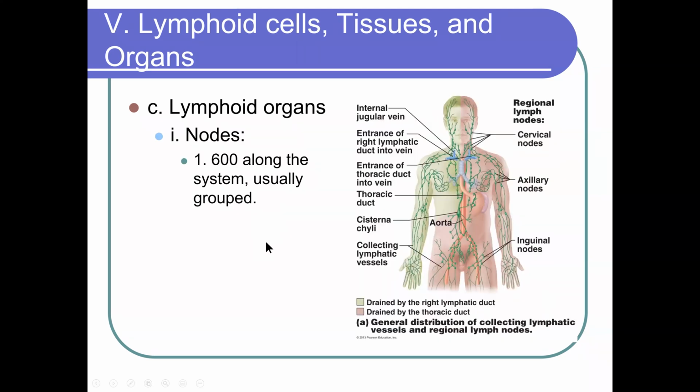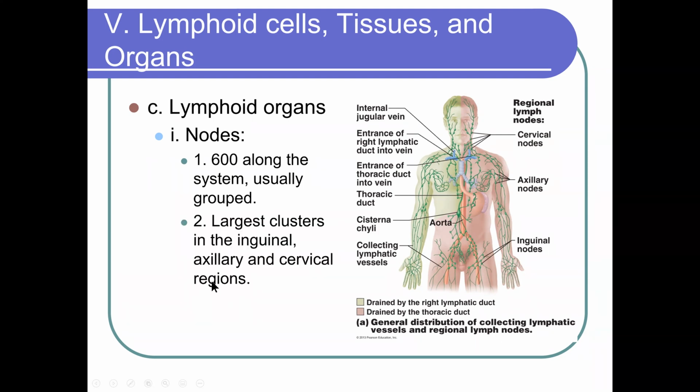We have nodes, okay? We have 600 along the system. They are usually grouped. The largest clusters are the inguinal area, the axillary area, and the cervical region. So if you have somebody with a head and neck cancer, you are palpating the cervical region. If you have somebody with a lower extremity cancer, you're palpating the inguinal region. If you have somebody that has breast cancer or a cancer of the thorax, you may be palpating the axillary region. These are some of the lymph nodes we actually can feel.